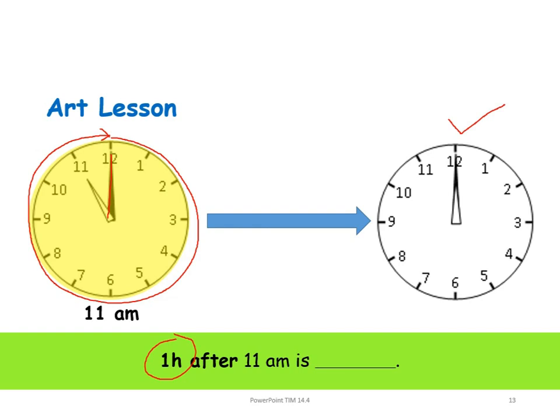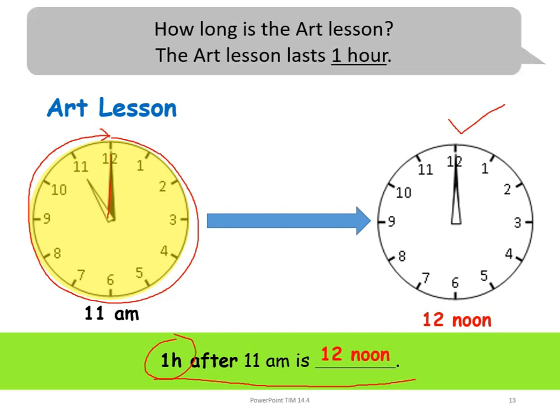Can you see that? What is the time? It is 12 noon or 12 p.m. So the answer is 12 noon. 1 hour after 11 a.m. is 12 noon. Which means that how long is art lesson? It's 1 hour long. Okay? The art lesson is 1 hour long.